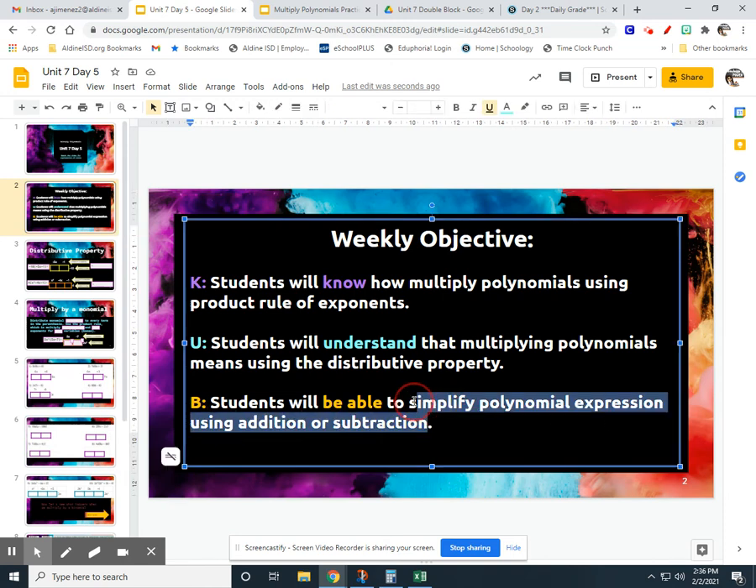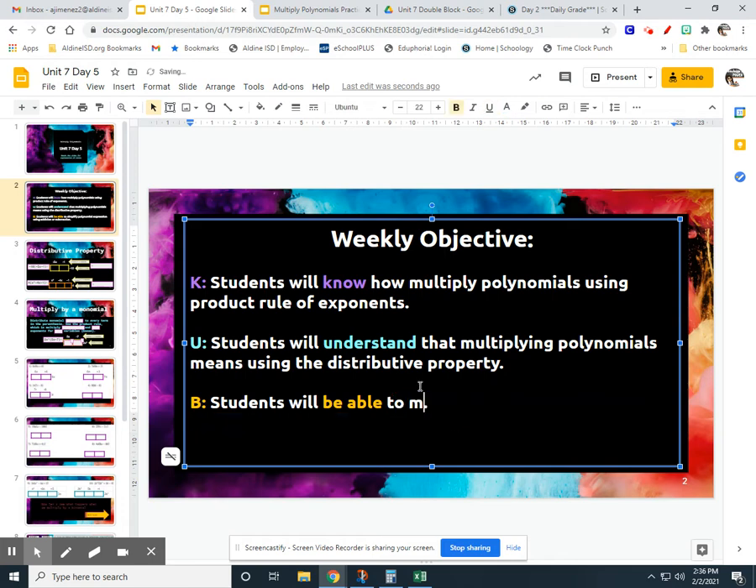will know how to be able to multiply polynomials by a monomial or binomial. And I can't spell multiply, can I? All right, there we go.